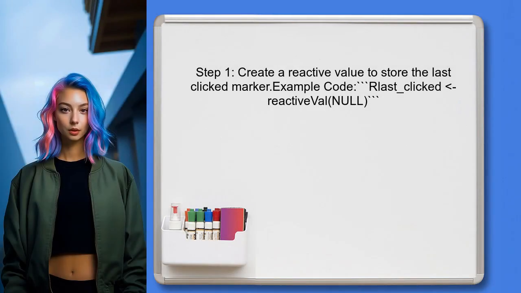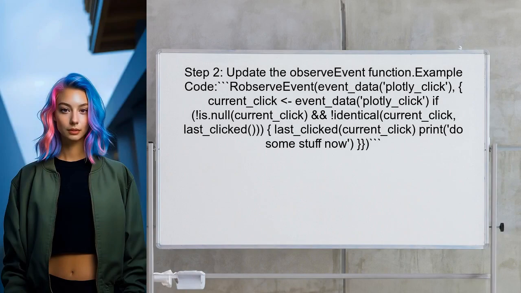clicks. To address the issue of clicking the same Plotly marker twice not triggering events, the user can modify the existing observe event function. First, they should create a reactive value to store the last clicked marker. Next, the user should update the observe event function to check if the clicked marker is different from the last clicked marker. If it is, they can proceed with the desired action.